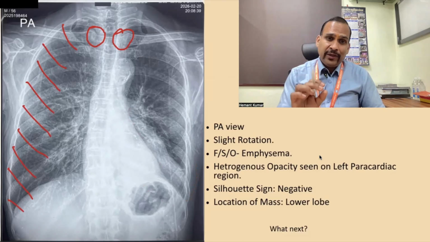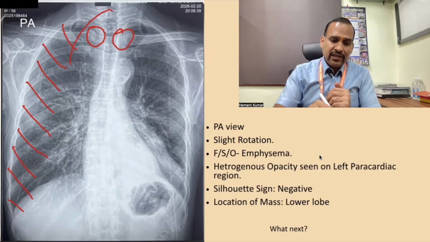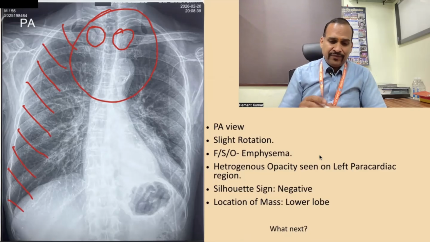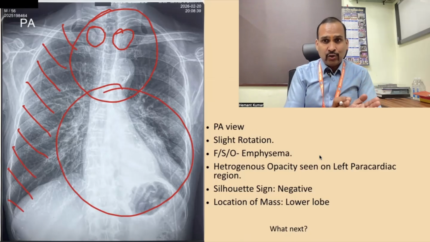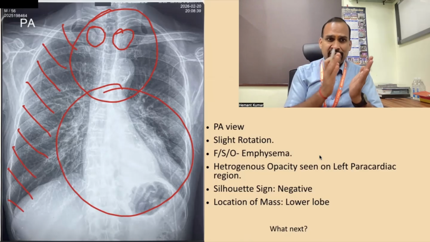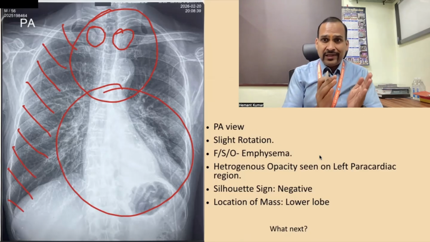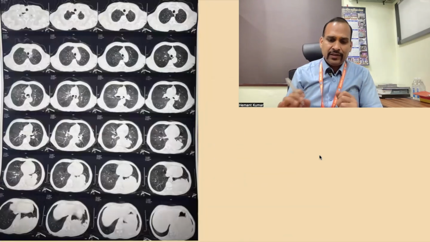And one thing you can appreciate, there is slight volume loss on the left side. You can see the upper mediastinum is perfectly midline. But if you see the lower mediastinum, then you can appreciate there is shifting of the heart towards the left side because on the left side there is slight volume loss. So the mediastinal shift is towards the left side. So along with this opacity, there is slight volume loss on the left side. So this is the X-ray finding in our case.